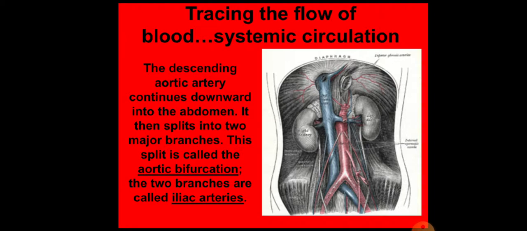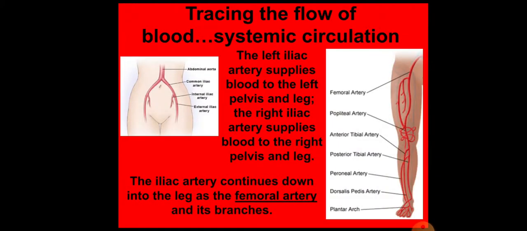The descending aortic artery continues downward into the abdomen, and then it splits into two major branches. This split is called the aortic bifurcation. The two branches are called iliac arteries. The left iliac artery supplies blood to the left pelvis and leg. The right iliac artery supplies blood to the right pelvis and leg. The iliac artery continues down into the leg as the femoral artery and its branches.